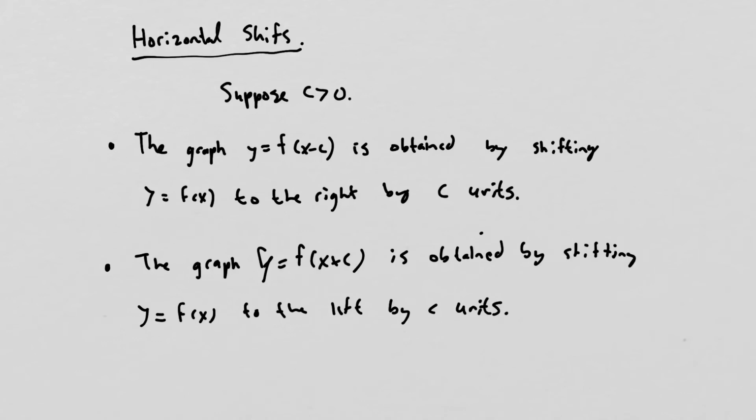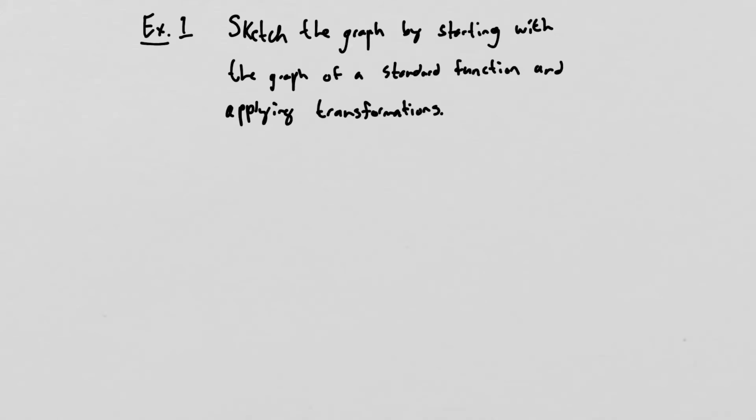So now that we know how to create horizontal and vertical shifts, let's go ahead and look at a few different examples. So example number one, let me just go ahead and read it out and then I'll write it down. We're going to sketch the graph by starting with the graph of a standard function and then applying transformations. Okay, and now that we have that written down, the function that we're going to be looking at is the following. y is going to be equal to the square root of x plus 4 minus 3.